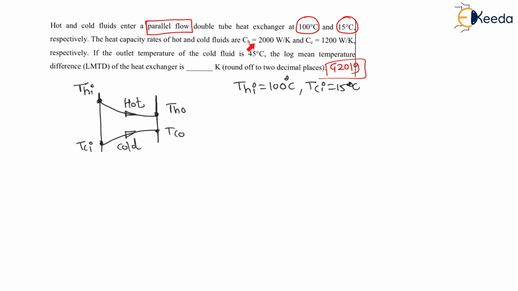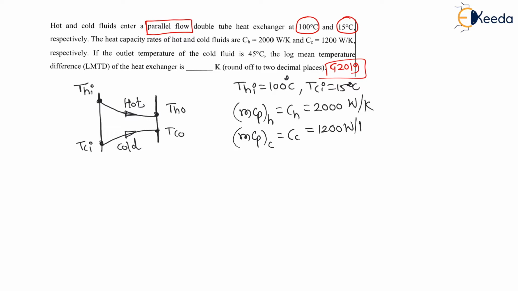Heat capacity rate is nothing but the product of mass and specific heat. Therefore, Ch is the product of mass and specific heat of hot fluid. Therefore, m Cp of hot fluid, which is nothing but C of hot fluid, is equal to 2000 watt per Kelvin. And here C means m Cp of cold fluid, which is nothing but C of cold fluid, is equal to 1200 watt per Kelvin. Right? It is 2000 watt per Kelvin and 1200 watt per Kelvin, respectively.